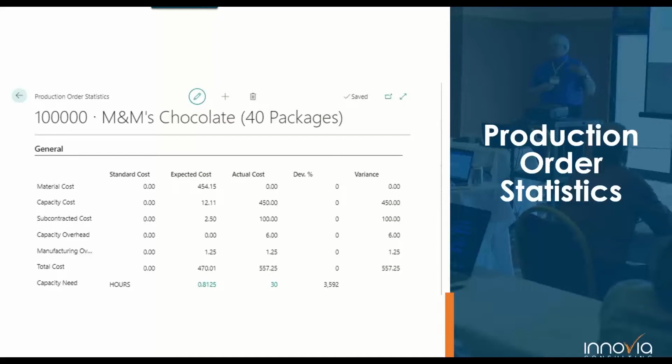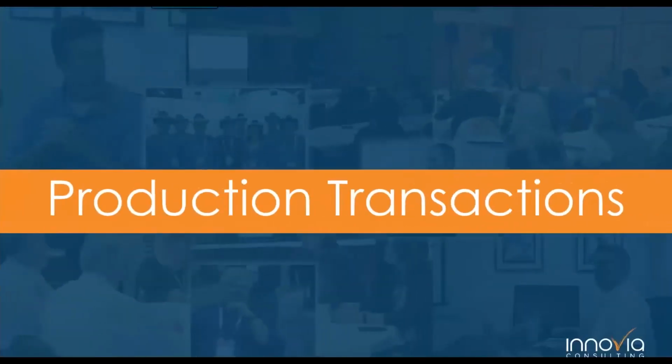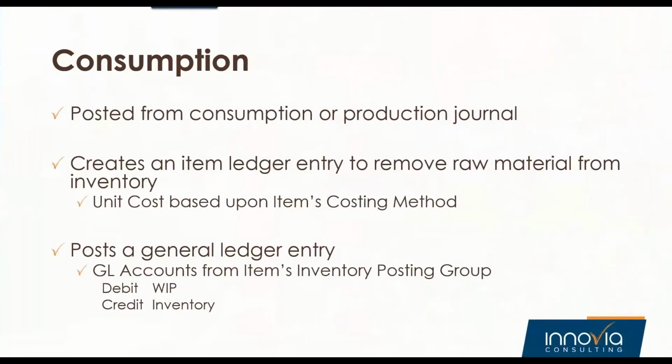Okay, so why don't we begin and look at the different production transactions. So first, let's talk about consumptions. And what we'll do is talk a little bit about it, and then I'm going to flip into Business Central, and then we're going to post some consumption and see how that hits the general ledger. So there are 2 different journals you can post consumption of raw materials from. You can do it from the consumption journal or the production journal right off the production order.